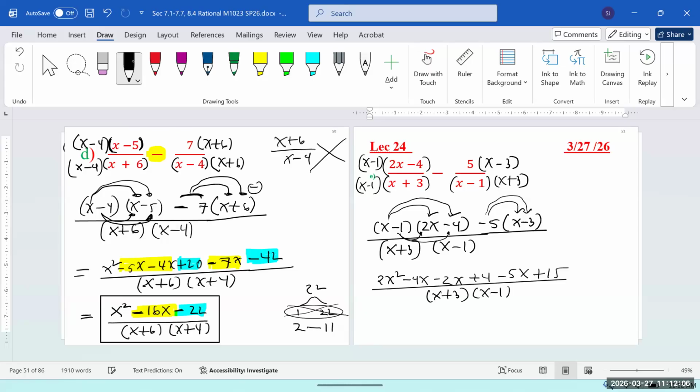Let's see, x minus 1. Now we got to identify any like terms. For x squared, we're going to leave it alone. Good. We have negative 4x, negative 2x, and negative 5x. So we're just going to add all of them. How much do you get? Which will be negative 11x. And then you also have regular terms, 4 and 15, which is positive 19 there. Over the separate denominator. That will be our answer. Perfect.